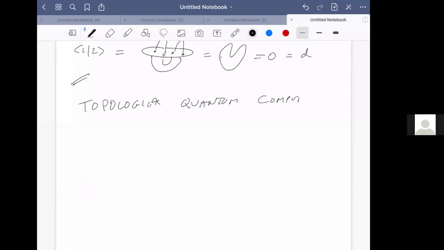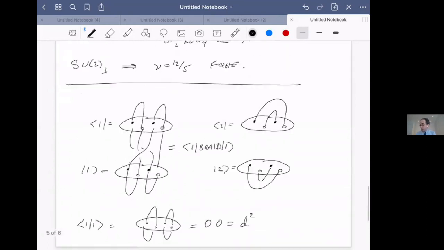Steve, there is a question in the chat. While taking inner products, why don't we consider topologies where loops are linked? Well, we can.